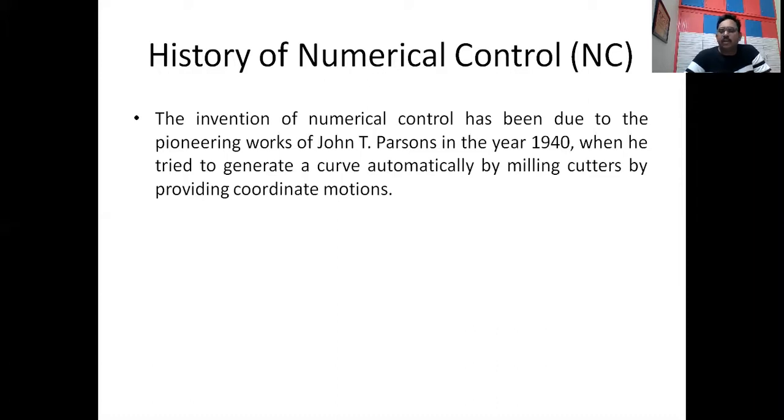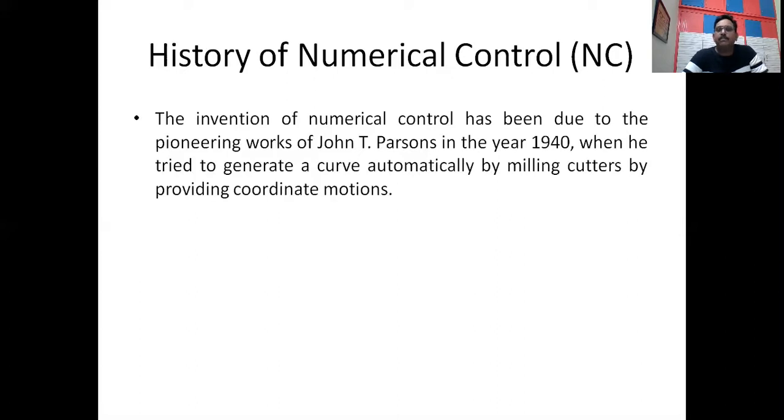Till 1940, the machines were operated purely by human beings. That means whatever the feed, whatever the depth of cut, whatever the speeds that are supposed to be given to the workpieces or to the machines, they used to be given by operators only. No one was controlling other than human beings till 1940.